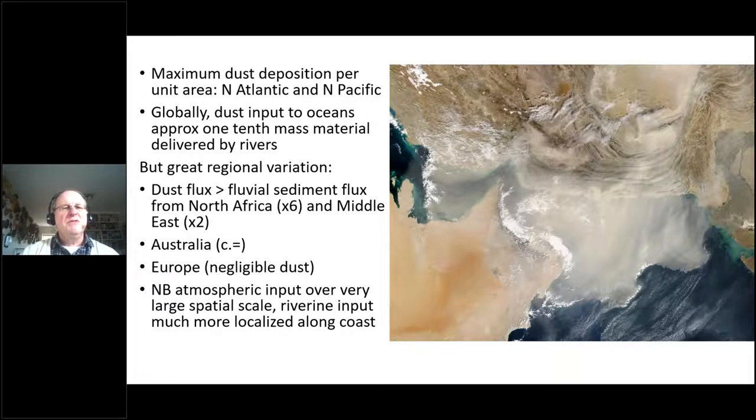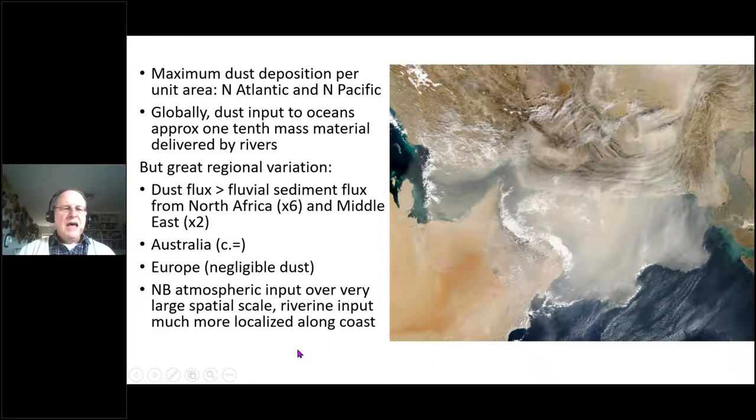And in terms of material transported from the land to the sea, in global terms, dust input to the oceans is about a tenth of the mass delivered by rivers. But there is huge regional variation. The dust flux is greater than the fluvial flux from North Africa and the Middle East. In Australia, it's roughly equal, but there's very little soil dust, mineral dust that comes out of Europe, for example.